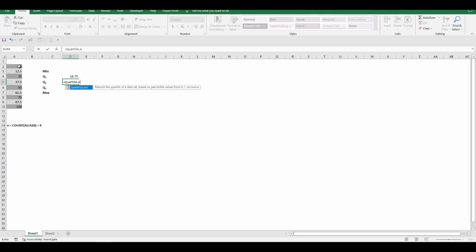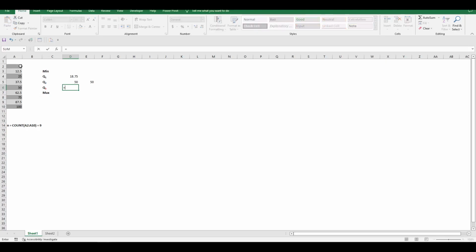Now we use the same formula to estimate the second quartile. Again, the first argument is the range and the second one is the number 2, because we are talking about the second quartile. However, if we want, we can use the MEDIAN function as well, and we get the same result.